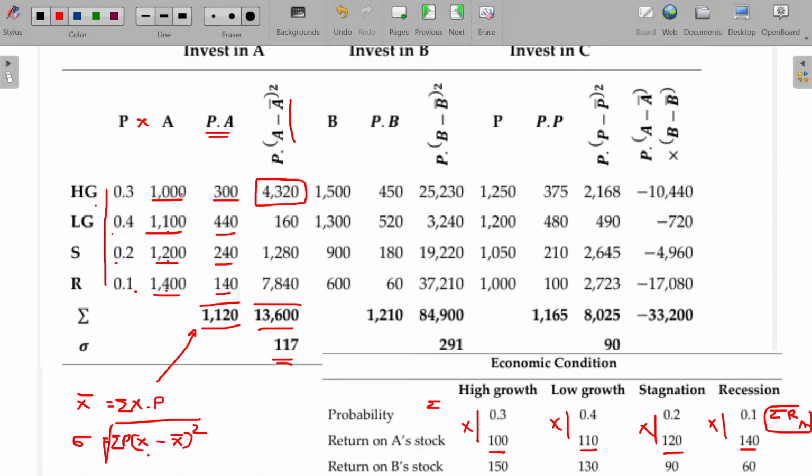For the first one, 1,000 minus 1,120 to the power 2 into probability 0.3 will be 4,320. Cross verify. Will you be able to get this answer, and are you able to understand this? Once it is clear, I will move on to the next one the same way. Online students, text me, are you able to get 4,320 or not?